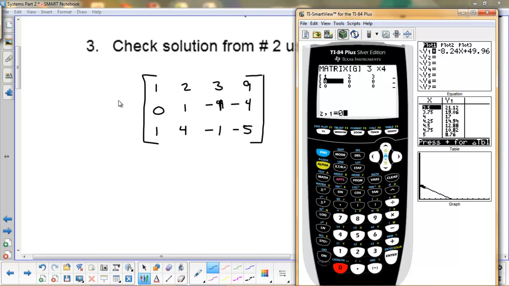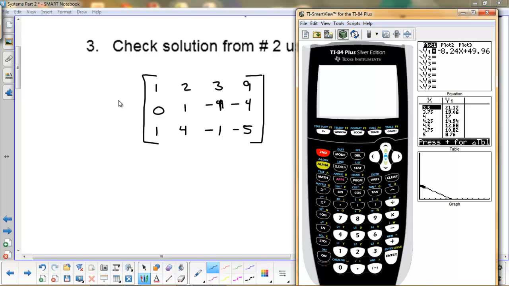0, 1, negative 1, negative 4, 0, 1, no, excuse me, my apologies, 1, 4, negative 1, negative 5, and then I'm going to quit out of the matrix.